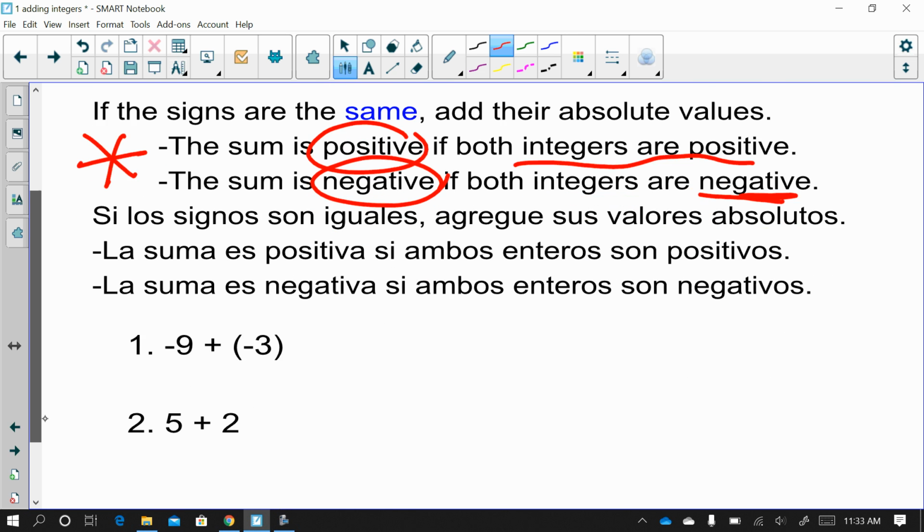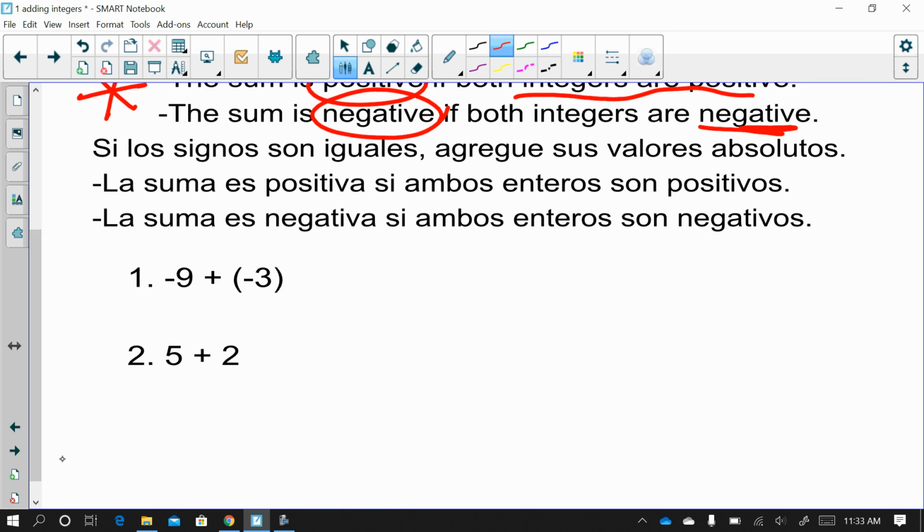So let's do a couple real quick right here. -9 plus -3. Oh, look, my signs are the same, so I'm just going to add. 9 plus 3 is 12, and they're both negative, so I make it -12. My second one, oh, signs are the same, so I'm just going to add. 5 plus 2 is 7. They're both positive, so I keep it +7.